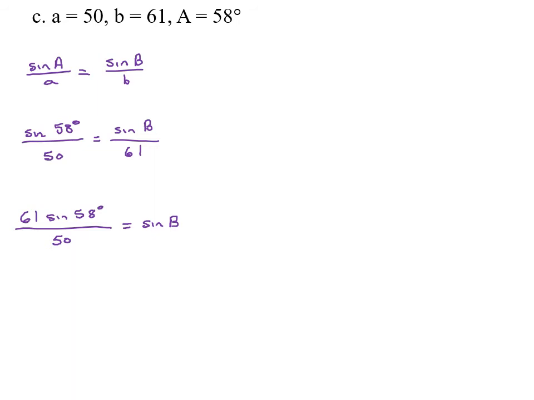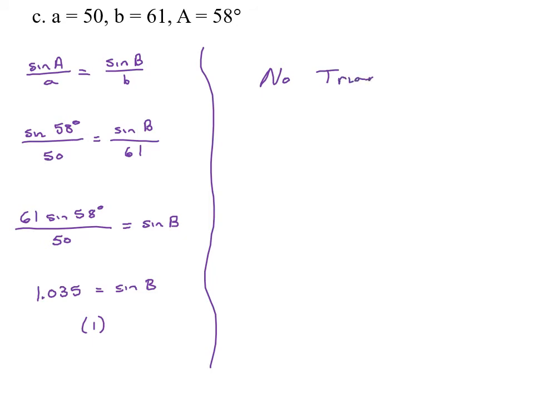I go off to the calculator and type that in. 61 times sine 58 divided by 50 gives me 1.035. And at that point, you're actually on the first stipulation. If you get a value that is bigger than 1, that's all you do. You're done. There are no triangles with this given information. I like that one.